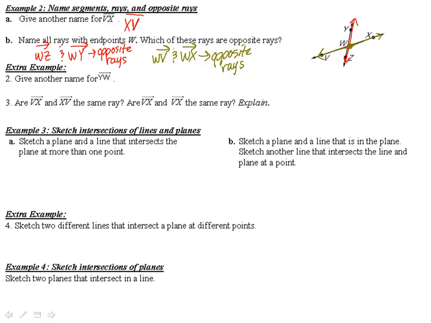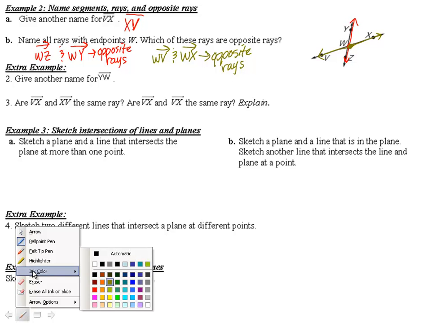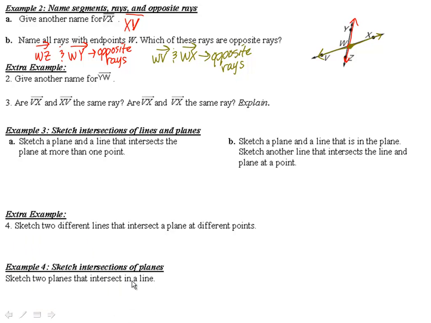Extra example here. It says give another name for ray YW. So let's find where ray YW is. My ray YW must start at Y. So it's right here and it goes this way through W. When I name this, my other name has to have the Y come first because that's the endpoint. It also goes through point Z, so I can call it ray YZ. That would be another name for it.